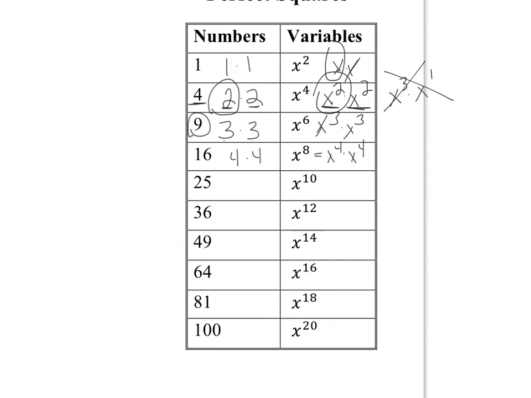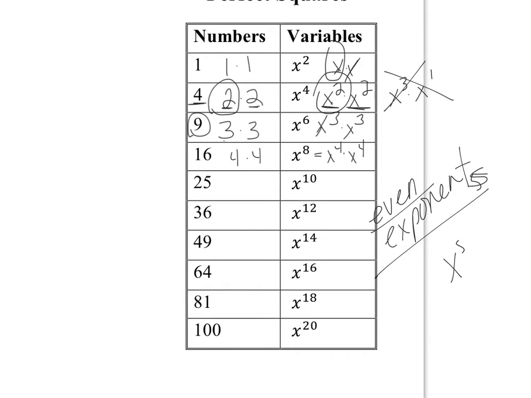Hopefully you notice you have all those numbers. It's always even exponents. So you have a perfect square. You have a perfect square in a variable if the exponent is even, because you can divide it in half and make 2 of them.